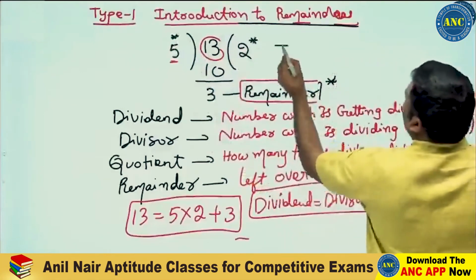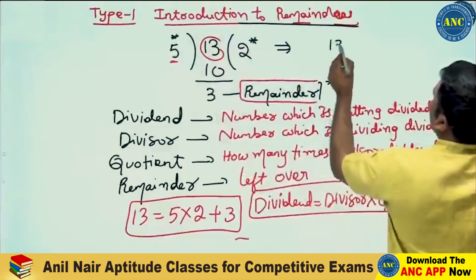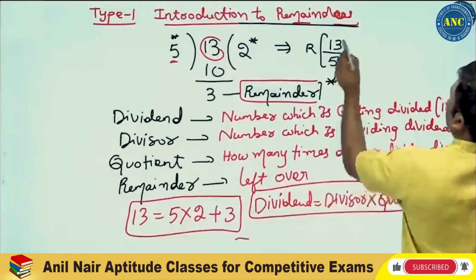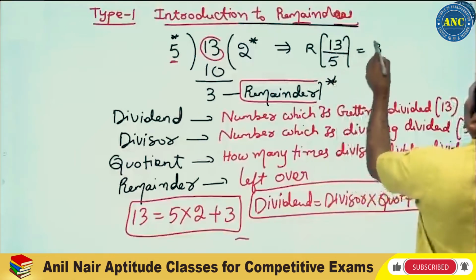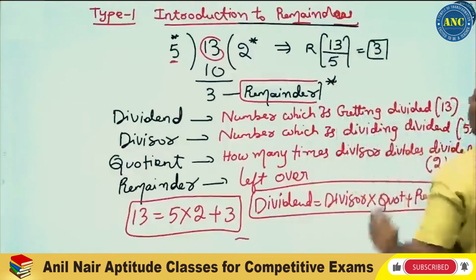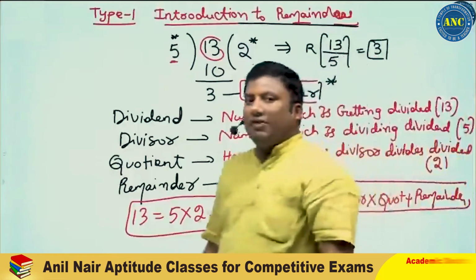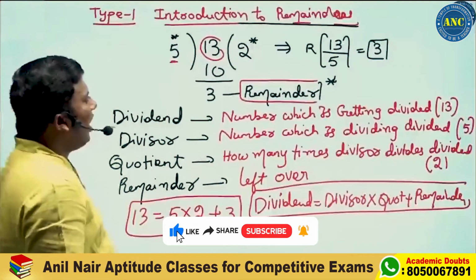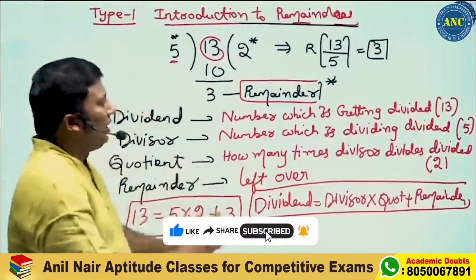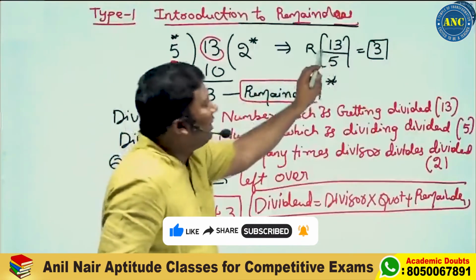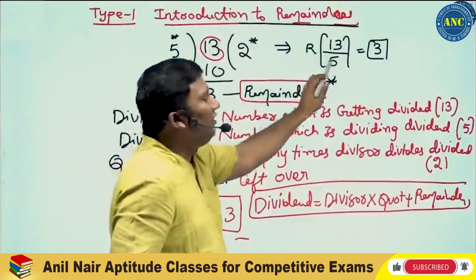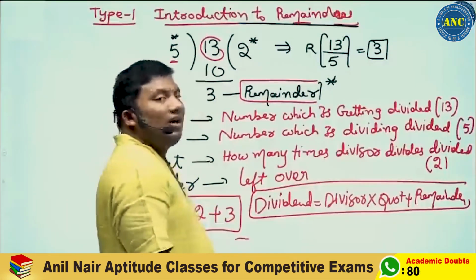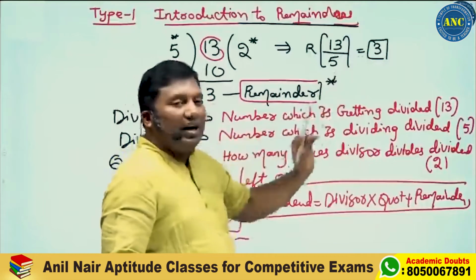This, in mathematics, is represented as 13 divided by 5. 5 2s are 10. Quotient we will not write. Remainder is nothing but 3. R is nothing but the remainder. 13 is the dividend. 5 is nothing but the divisor. 5 2s are 10. What is the positive remainder? 3. Remainder is written on the right hand side.